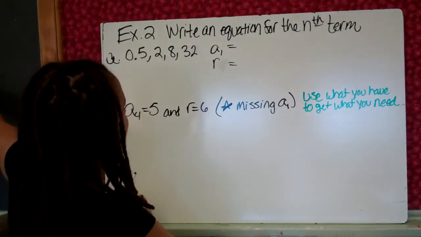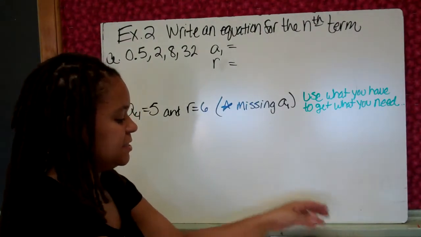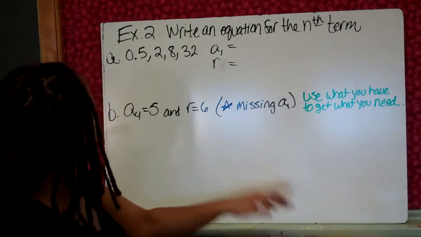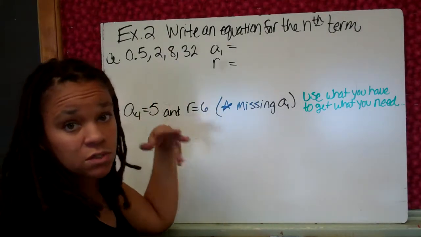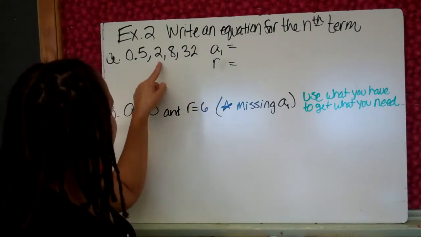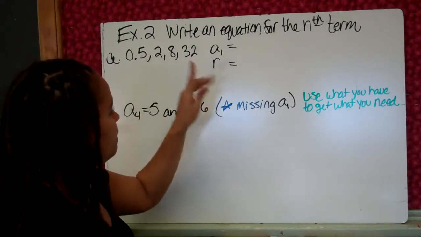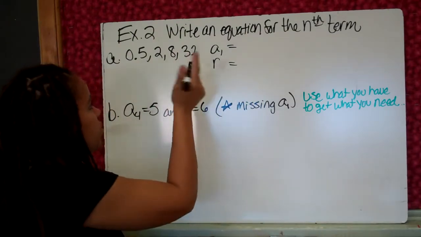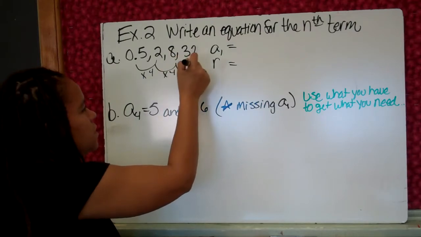All right, so example 2, we're going to write an equation for the nth term. We have this sequence here. We have 1/2, 2, 8, 32. If you want to figure out what the common ratio is, we divide. Take 2 divided by 1/2, you're going to get 4. 8 divided by 2, you're going to get 4. 32 divided by 8, you're going to get 4. So I can see this is times 4, times 4, times 4.